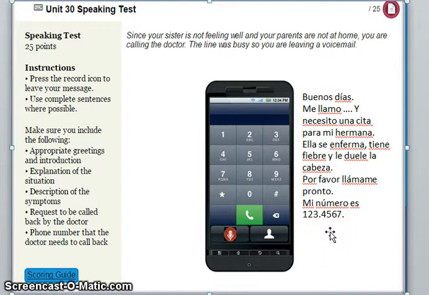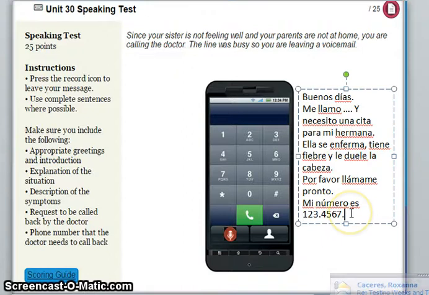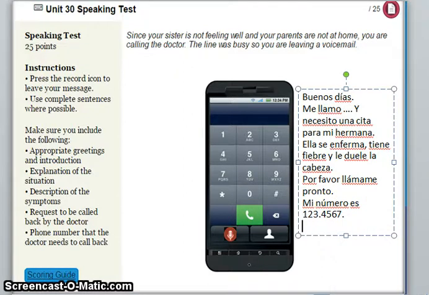So when I go to make my recording, after I have written out on paper what I want to say, this is how it's going to sound. Buenos días, me llamo Señora Brown y necesito una cita para mi hermana. Ella se enferma, tiene fiebre y le duele la cabeza. Por favor, llámame pronto. Mi número es 1-23-45 y 67. And then I might even say muchas gracias at the end.